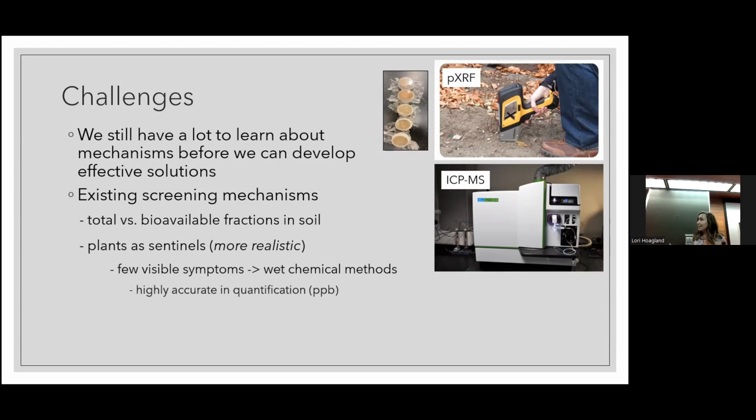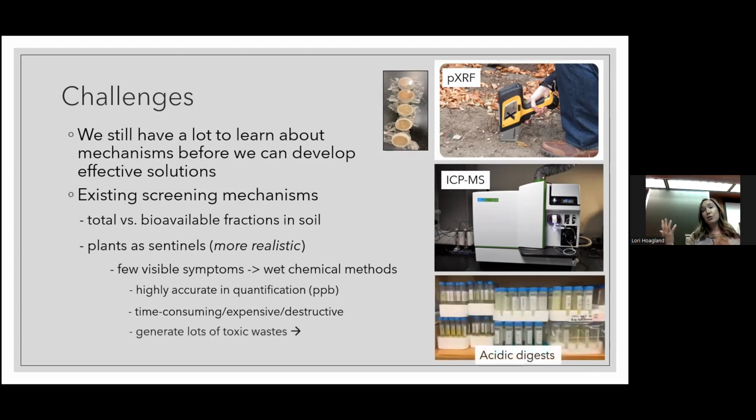While these are very accurate with ICP-MS, and we can get accuracy down to parts per billion within a plant, they are very expensive. It's time consuming, and it's destructive, so you only get one time point. You also generate lots of toxic waste with this approach. These are all acidic digests that are hanging out in our basement lab until we can get rid of them soon. So we keep REM in business, I think, pulling away all of our waste.